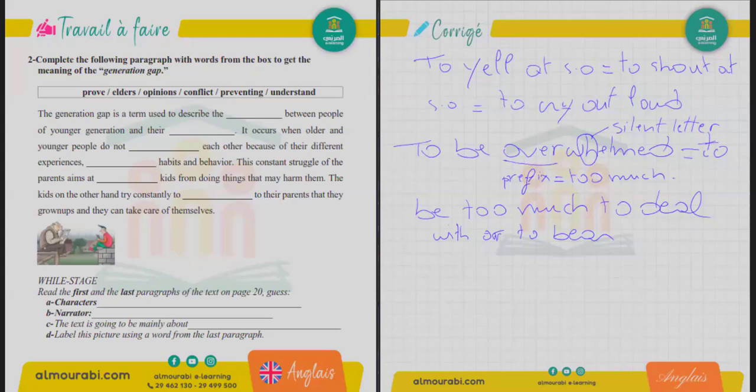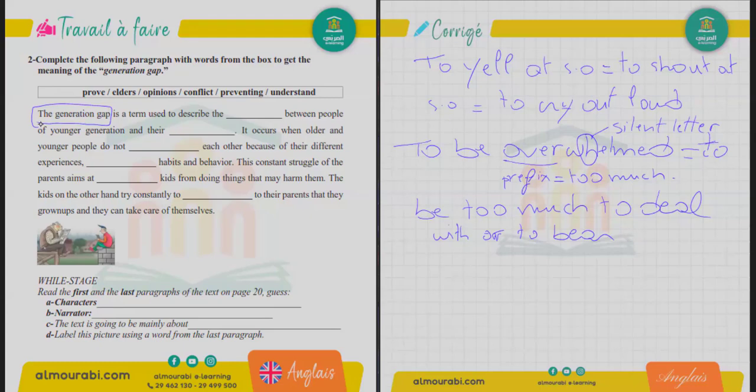Before we go to our text, let's give a definition of something called generation gap. Generation gap. Justement, we will define it, this phenomenon of generation gap. We will explain it after filling in the blanks with the missing words here.